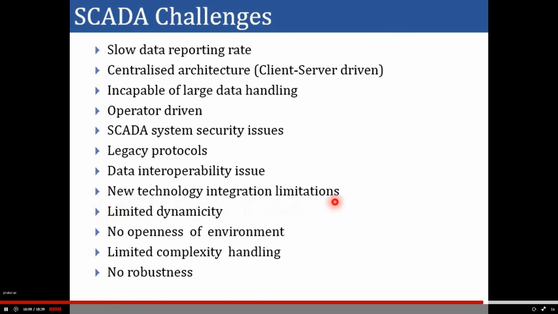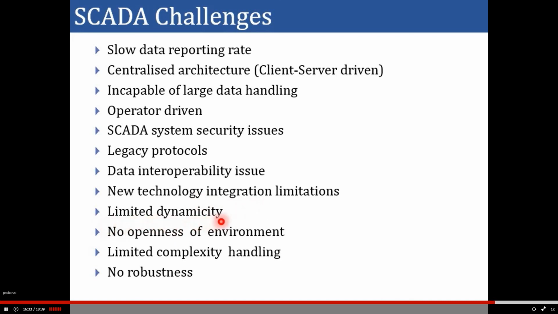New technology integration has its own limitations. Say, for example, if we want to integrate the data received from phasor measurement units, the SCADA system is not capable enough to handle that fast data reporting. So integrating new technology in the SCADA system is another challenge which needs to be addressed.